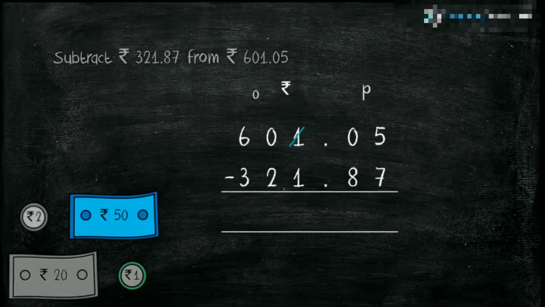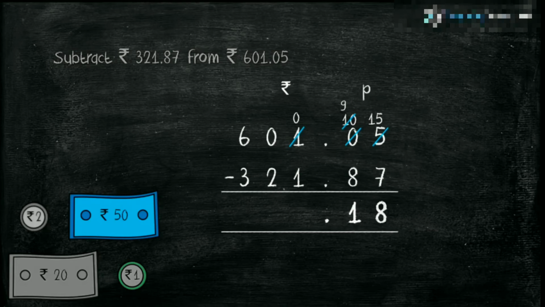5 is weaker than 7, so it takes the help of 1. So 1 becomes 0 and 5 becomes 15. 15 minus 7 equals 8. 9 minus 8 equals 1. Now, before subtracting the rupee column, put the decimal in the answer. Now let's subtract the rupee column.